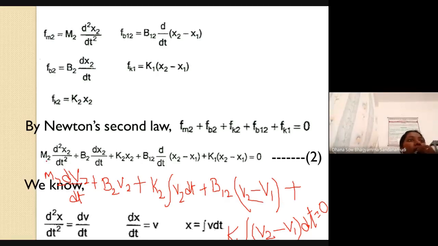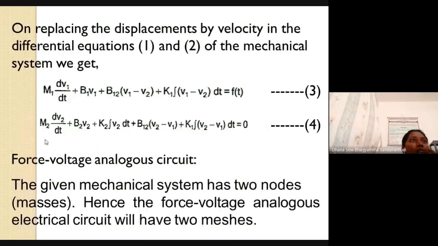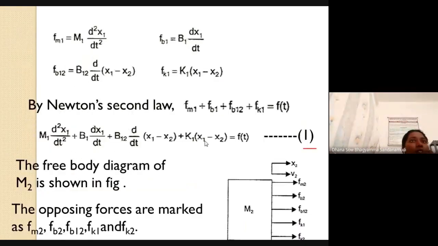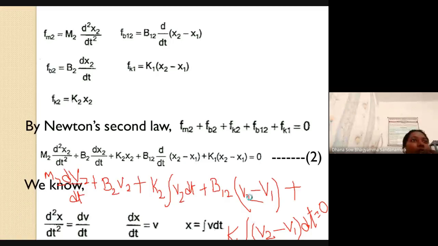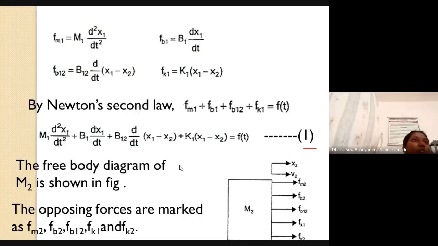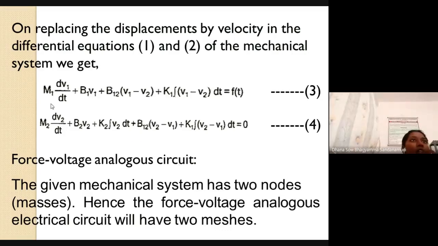I hope you have understood this. So this is my equation which was in terms of displacement. I have replaced it by velocity. So I think you can see the same equation here: integral of V2 minus V1 dt. I have written this for equation number 2. For equation number 1 also you can write it down, and you will get equations like this. Simply replace the displacement by velocity. You will get these two equations. Consider them as equation number 3 and 4.